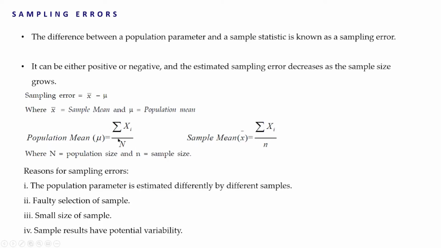Population mean is calculated as summation xi upon population size, and sample mean is calculated as summation xi upon sample size. Now there are various reasons for sampling errors. The first may be that the population parameter is estimated differently by different samples, or it can be because of faulty selection of the sample, or it can be due to a small sample size. And one more reason may be that the sample results have potential variability.